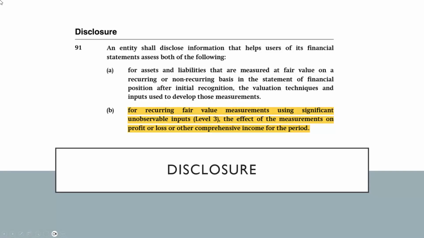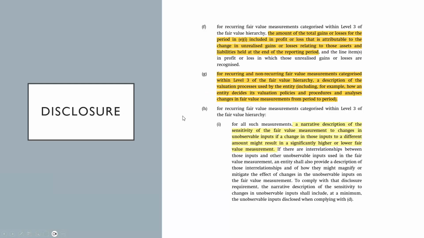Let's talk about disclosure. So IFRS 13.91, and this is the one I highlighted because level 3 is actually the very complex one. For recurring fair value measurements using significant unobservable inputs, i.e. defined as level 3, you need to assess the effect of these measurements on profit or loss or other comprehensive income for the period.